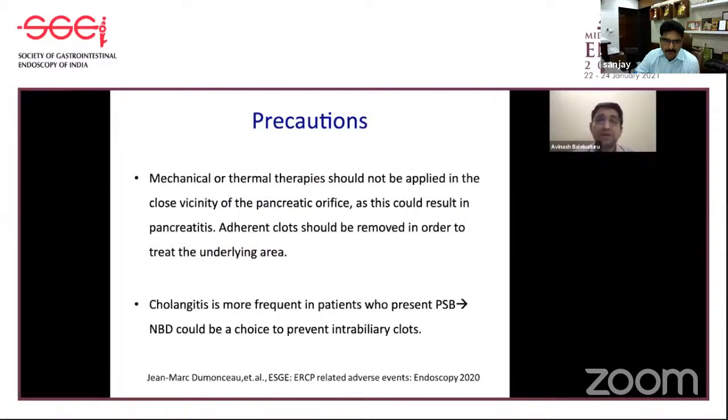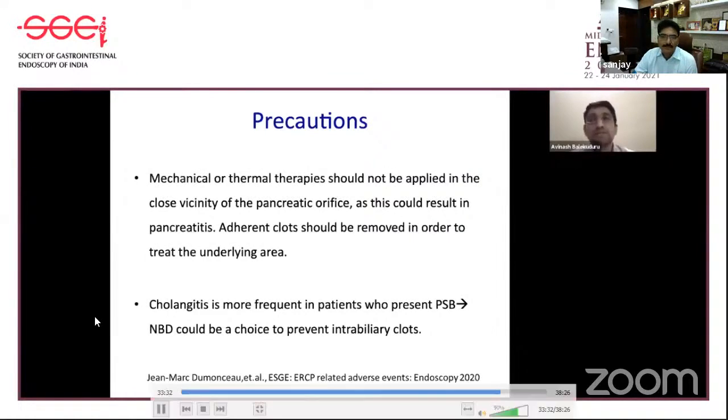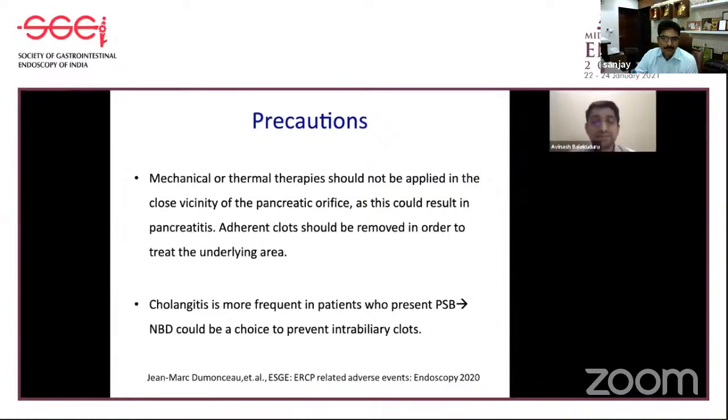The most important precaution we always take is that we should not apply any mechanical or thermal therapy at the bottom. The dictum says the pancreatic duct comes at the bottom, at the floor of the papilla, whereas the bile duct goes to the roof of the papilla. So whenever we cannulate, we go to the roof, that is the bile duct, and mechanical or thermal therapy should never be applied in the close vicinity at the bottom, because it would otherwise cause ductal obstruction and subsequent cholangitis or pancreatitis.